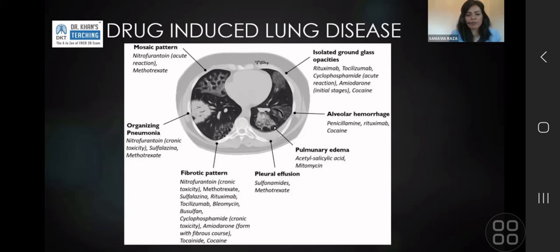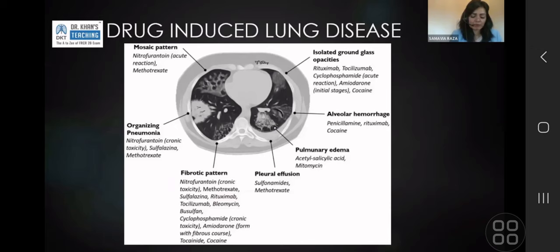So nobody's going to ask you which drugs give you a fibrotic pattern of ILD, or which drug gives you isolated ground glass abnormality in drug-induced lung disease. So it's a bit unreasonable, and because there's so much overlap, what does happen is the exam history or the patient history in real life will say the patient is on this drug, and you will look at a scan that looks abnormal. And with abnormal, you will go through the pattern.